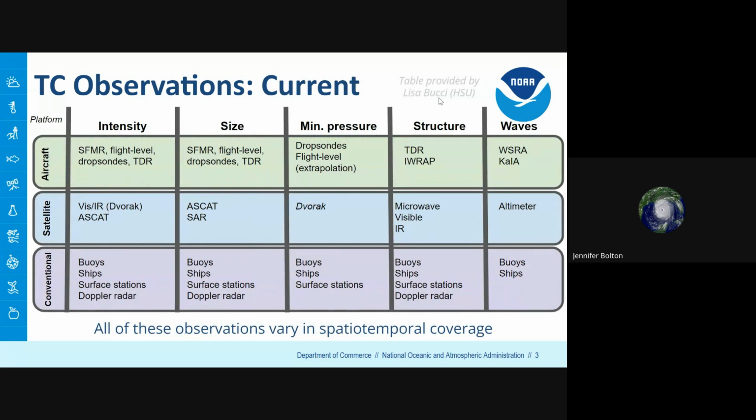This is the same chart that we showed at the last hurricane observations HFIP session last year. Lisa Bucci, one of the hurricane specialists, put this together. This is kind of the current state of what's used for getting different measurements in a cyclone, whether it be the intensity, the structure, or the size of the storm. Nothing really surprising on this list here, but one of the caveats of all these is that they vary in coverage in both space and time. So as Chris mentioned earlier, we don't have aircraft data in a lot of storms. We end up relying on satellite, mostly geostationary satellite, but we can get some information from our polar orbiters. And of course, occasionally we get lucky when a storm goes over a buoy or close to land.